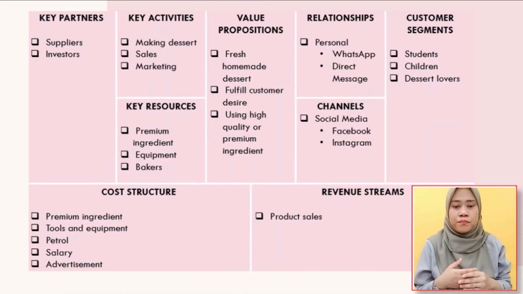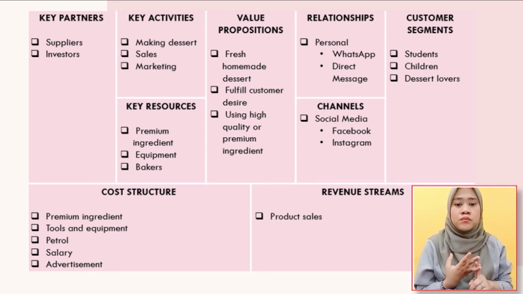BMC stands for Business Model Canvas. What is a business model? A business model describes the rationale of how an organization creates, delivers, and captures value. A business model canvas has 9 elements, which are customer segment, value proposition, customer relationships, channel, key activities, key resources, key partners, cost structure, and revenue stream.